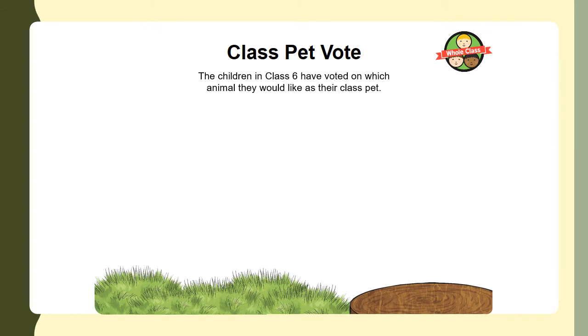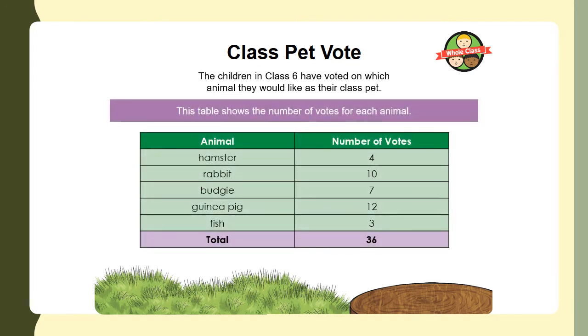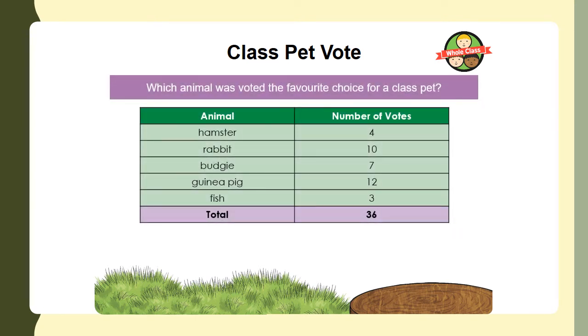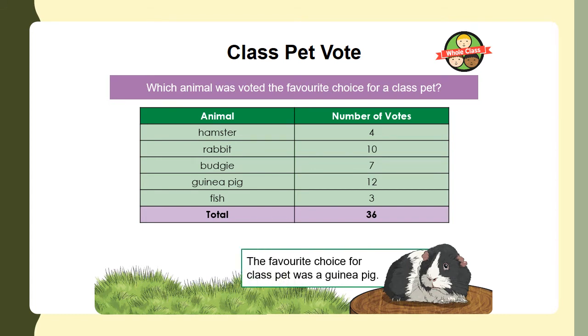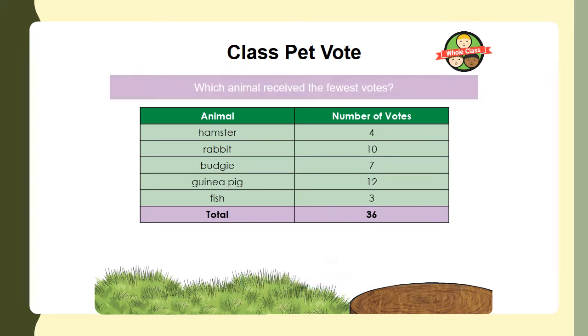So the children in class 6 voted on which animal they would like as their class pet. This table shows the number of votes for each animal. So you can see that guinea pig was the most popular and fish was the least popular. Which animal received the fewest votes? So we know that was the fish.